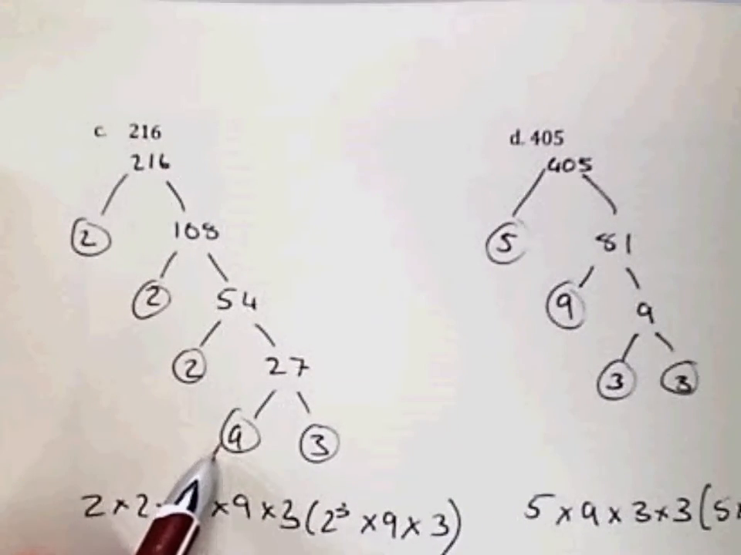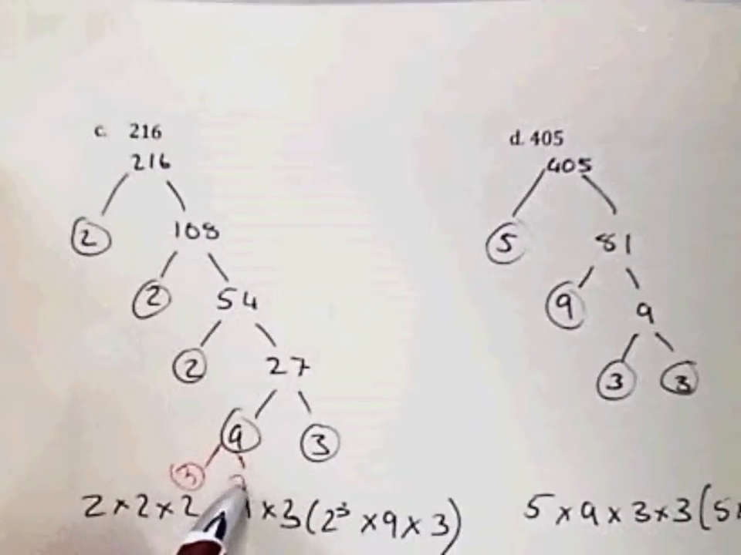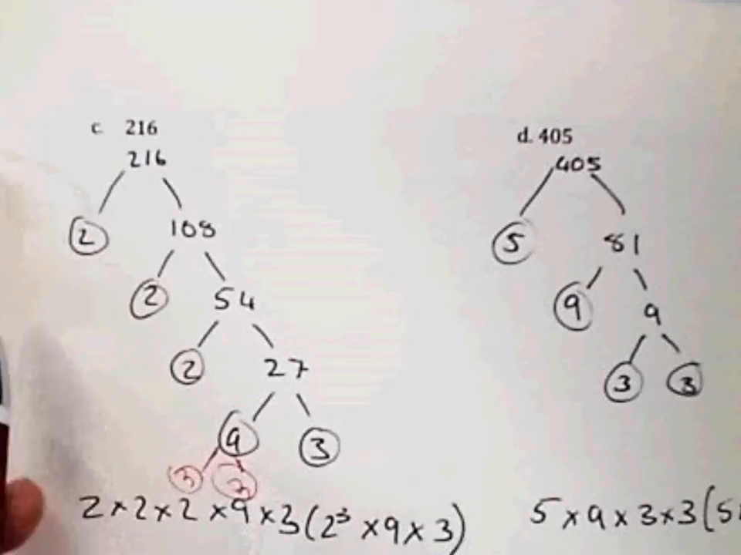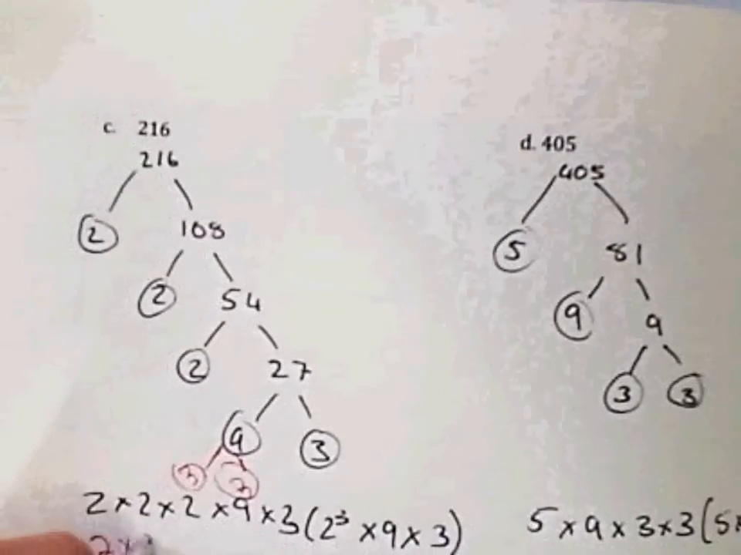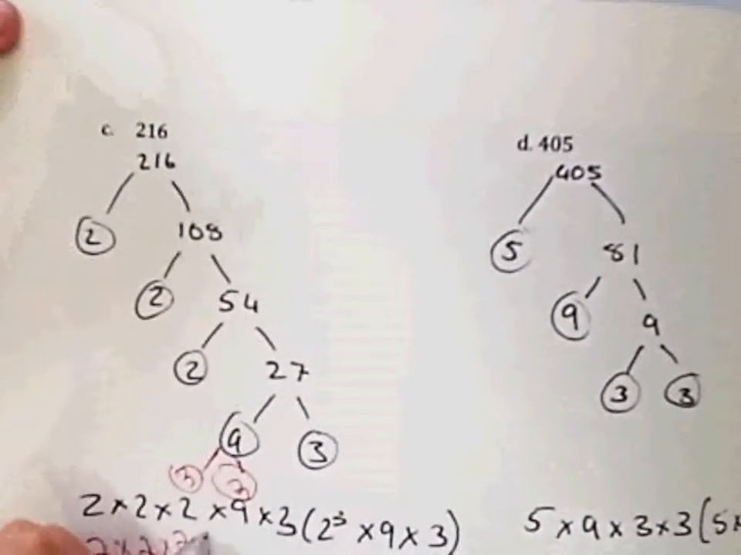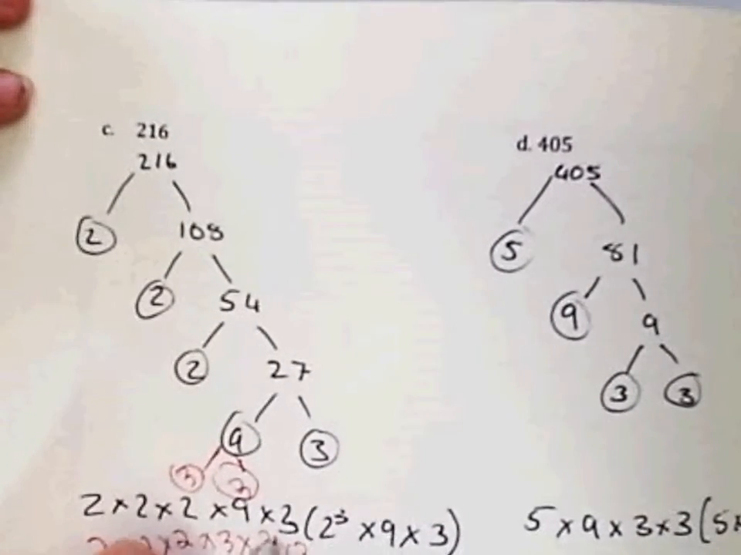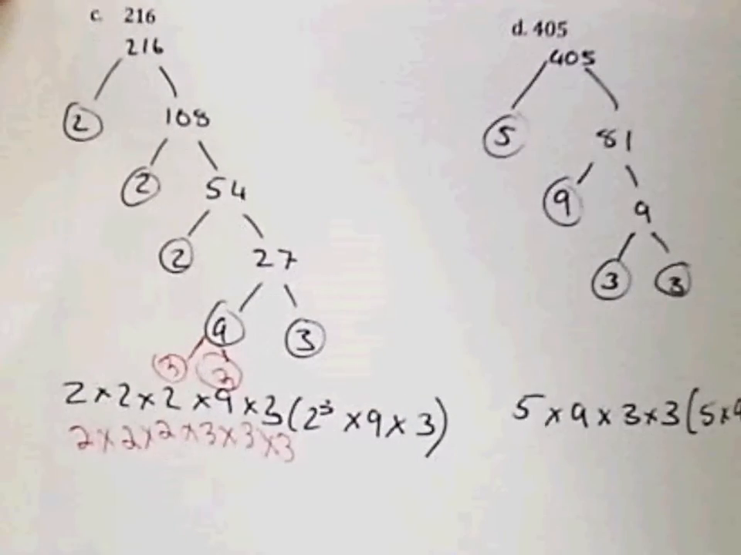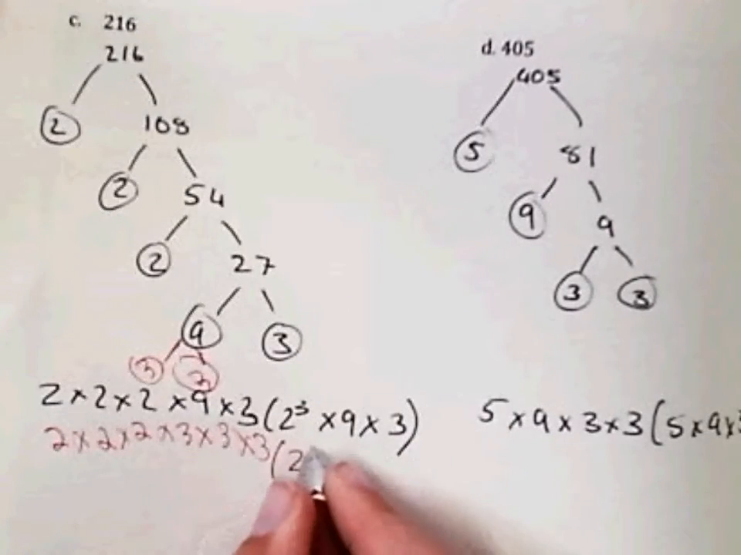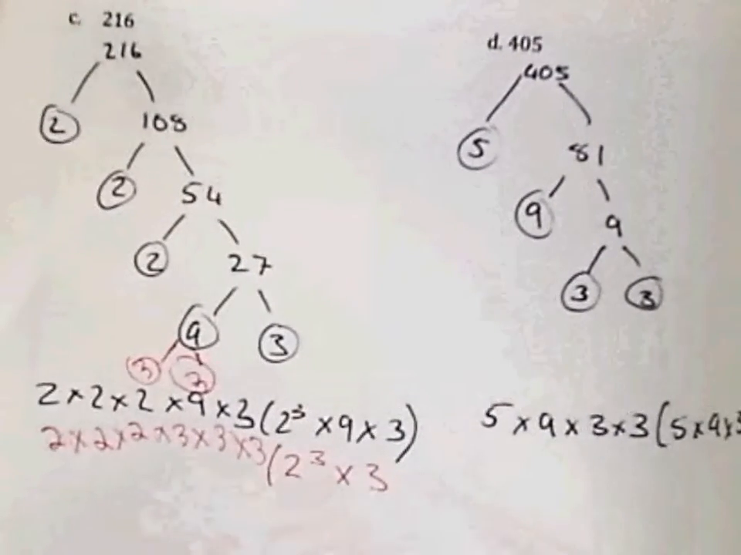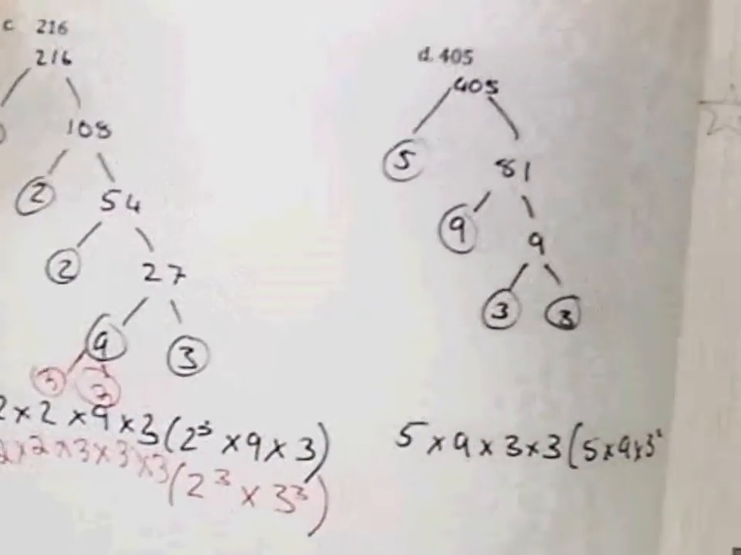So you'd write 3 and 3, and then you'd circle 3. So then you'd be left with 2 times 2 times 2 times 3 times 3 times 3. And then obviously 2 to the power of 3 times 3 to the power of 3, like that.